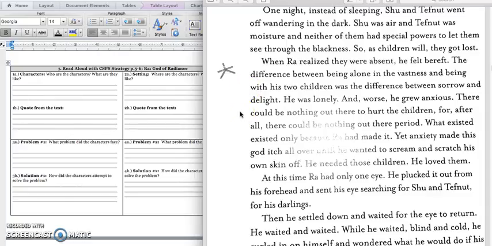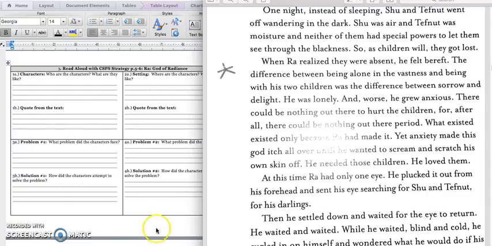We know that Ra is lonely and anxious without his children. In the text it says he was lonely, and worse, he grew anxious. Underline that and put a P out beside it. And then for box 3A, we will write, Ra became lonely and anxious without his children. Press pause to write down your answer and play when you're ready for the solution.